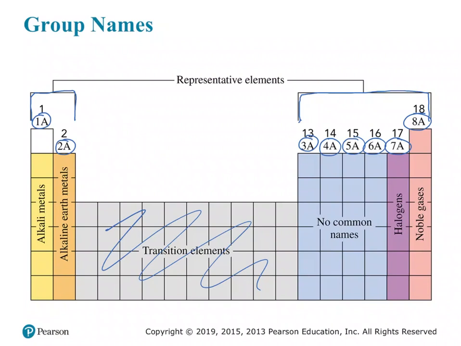Now, the first 2 groups and the last 2 groups have names for those elements. So you'll notice that the first group is referred to as the alkali metals. The second group is the alkaline earth metals. And then as we go to the very far right, we have the halogens in group 7A or 17, and the noble gases in group 8A or 18.